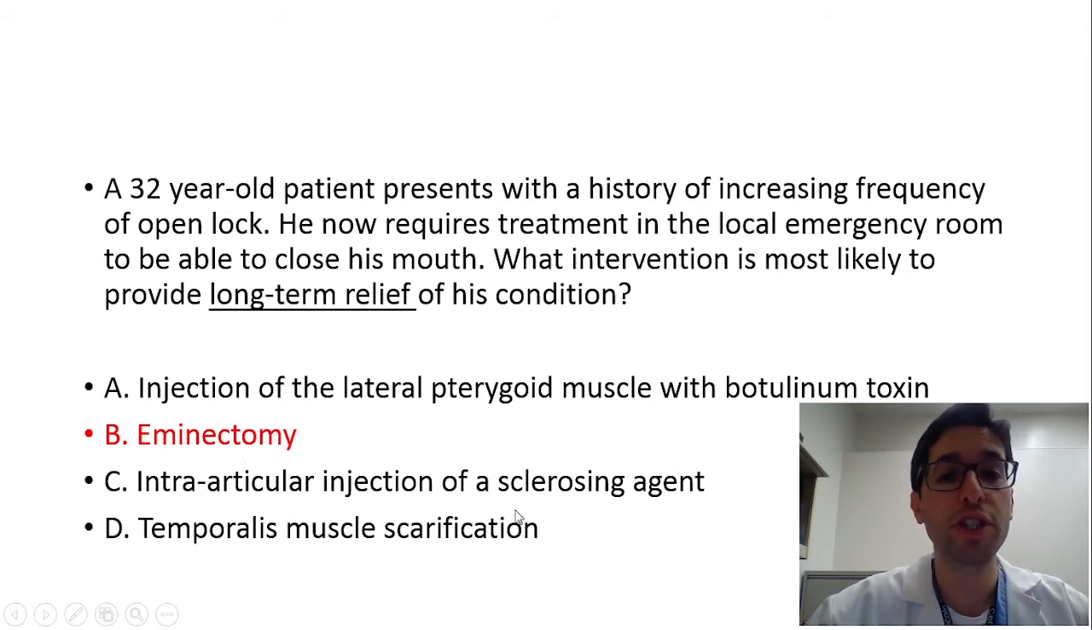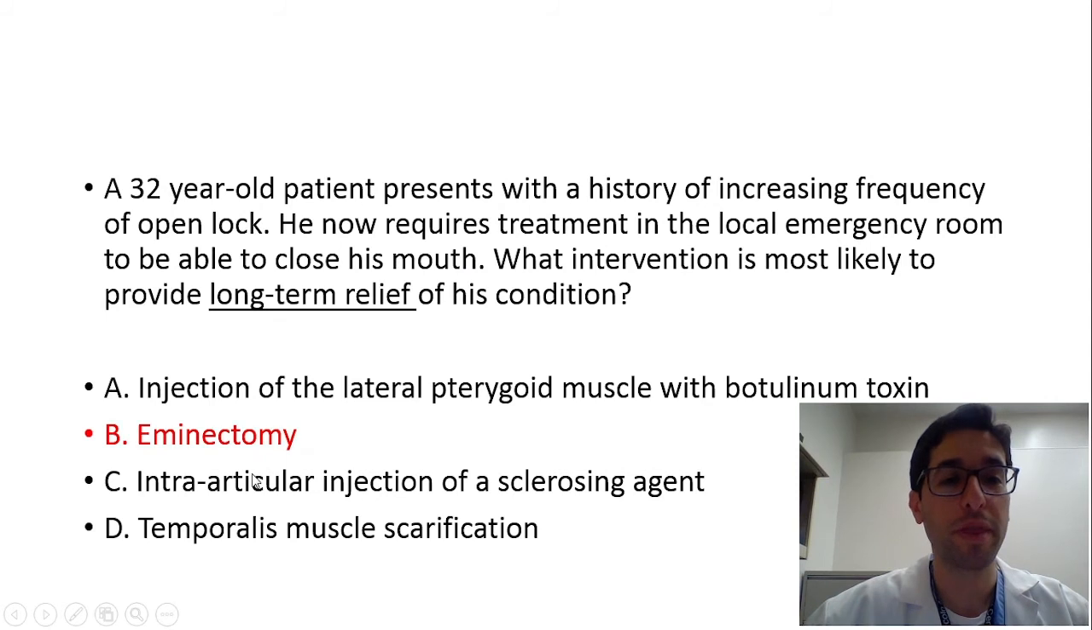What about intra-articular injection with a sclerosing agent? So actually, there are some studies that talk about this. I remember we did this in our journal club. We talked about it. Can you inject PRP into the joint and intentionally induce hemoarthrosis and intentionally induce trismus? The answer is you could do that. It's not very effective, so it's definitely not the best intervention to choose. Eminectomy is the right choice.